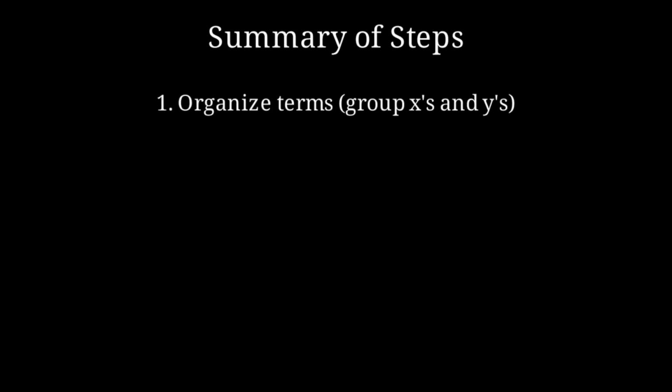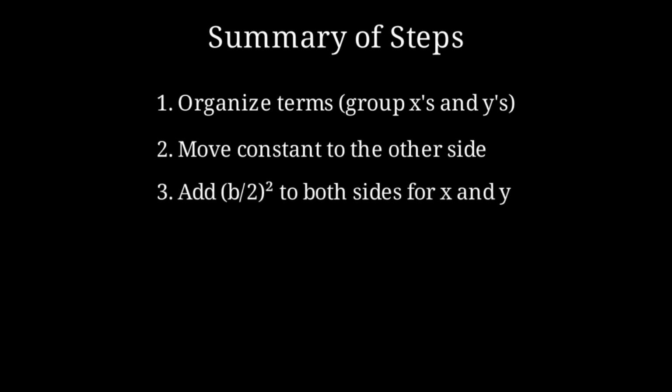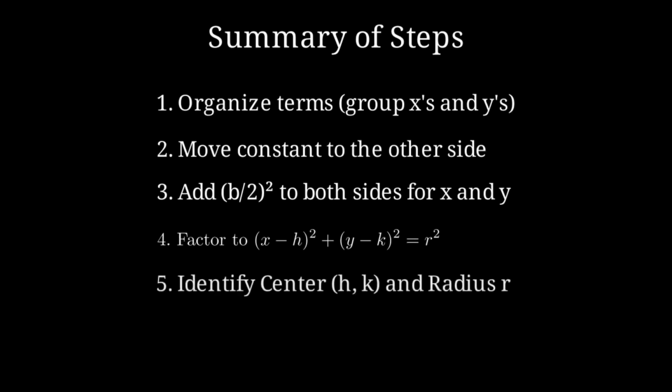To recap, organize your variables, move the constant, add the square of half the linear coefficients to both sides, factor into binomials, and identify your center and radius. This algebraic tool unlocks the geometry hidden in the equation.